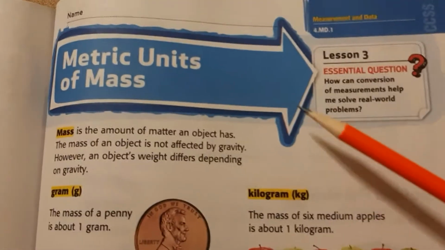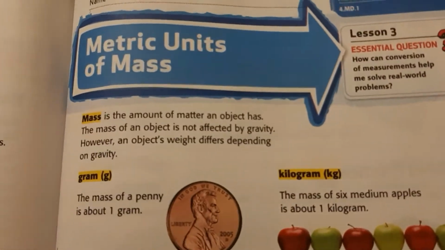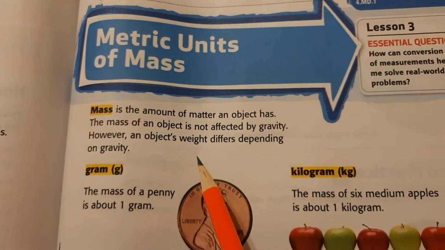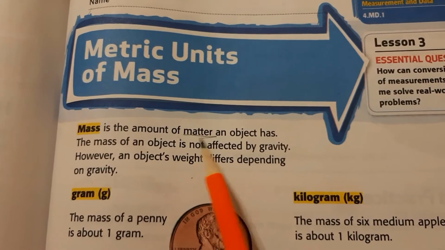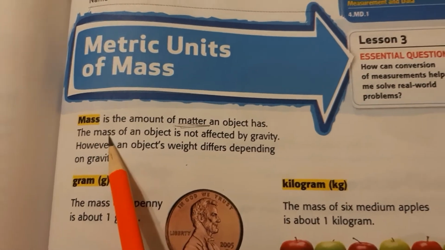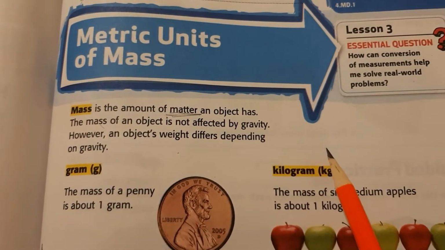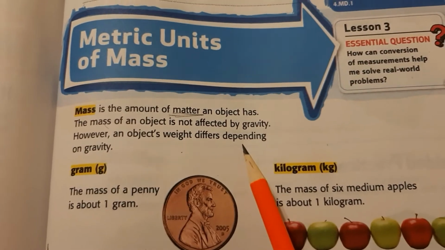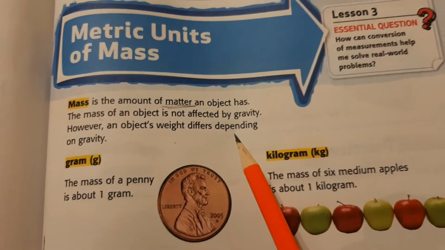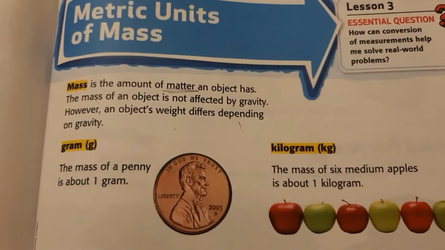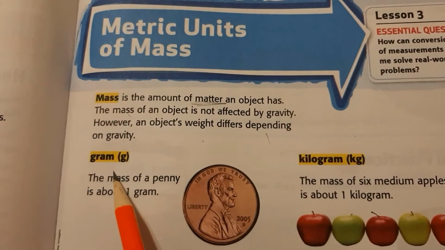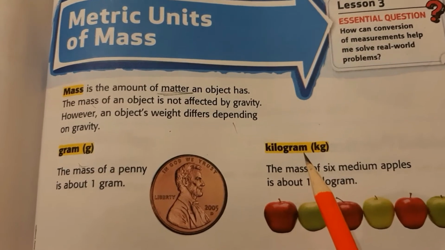All right, let's talk. We're on page 787. Metric units of mass. Now here it says, mass is the amount of matter an object has. Matter is another word for stuff. The mass of an object is not affected by gravity. However, an object's weight differs depending on gravity. Once again, you do not have to worry about that right now. So today we're going to talk about grams and kilograms.